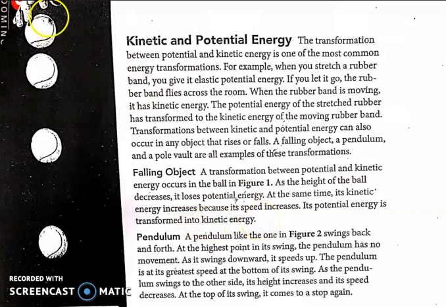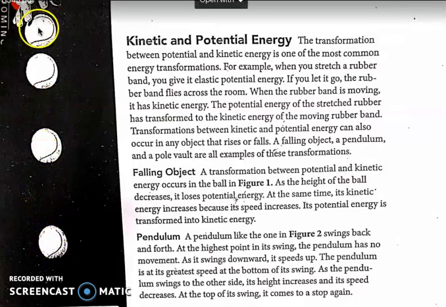So let's take a look again. At the top, the person holding the ball, it is not moving and it has a lot of height. Then, when the ball is dropped, it gets less potential energy because its height is going down, and it gets more kinetic energy because it moves faster and faster and faster. Okay?